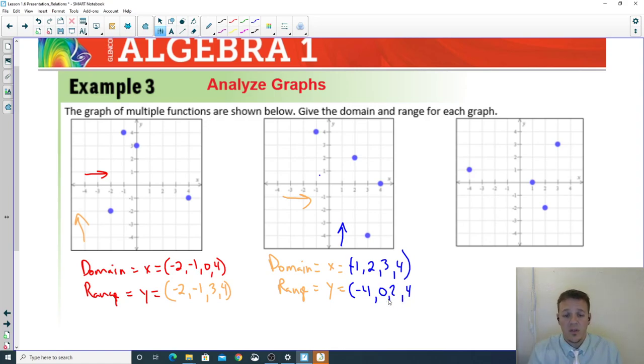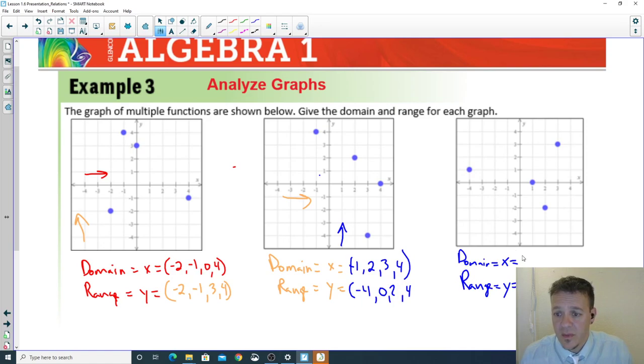Do me a favor. You guys, I want you to focus. Start by annotating what you're doing: domain equals x, and range equals y. Pause the video, ladies and gentlemen, and give me the numbers.